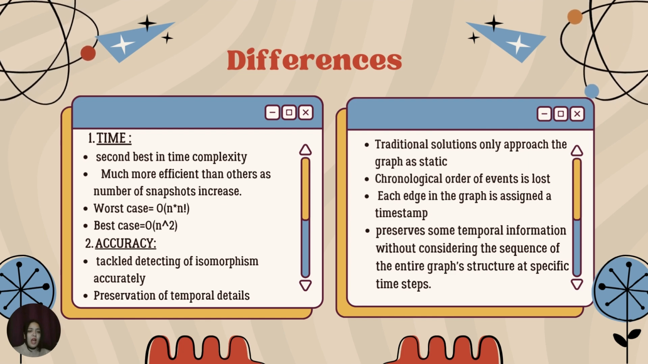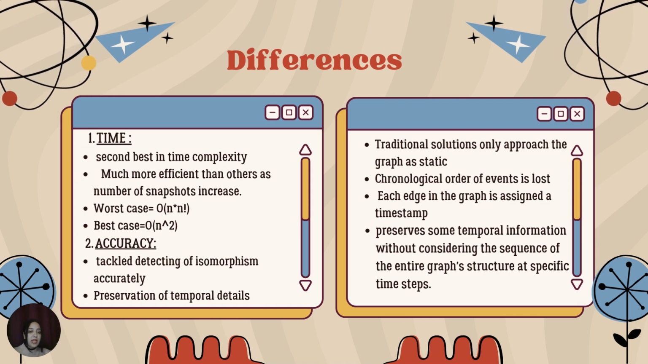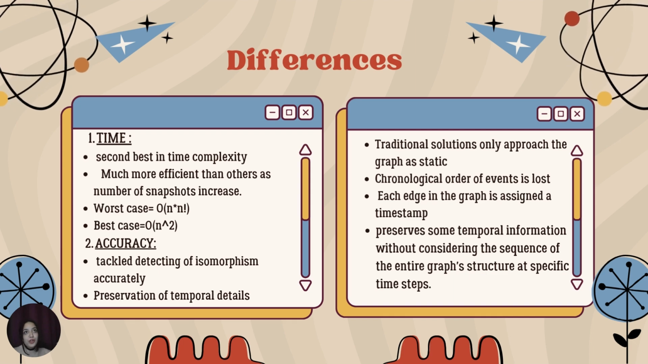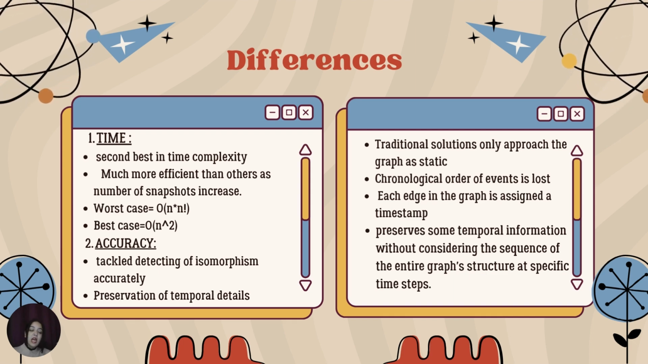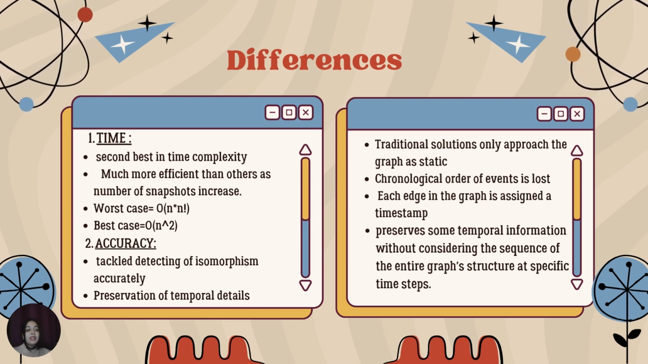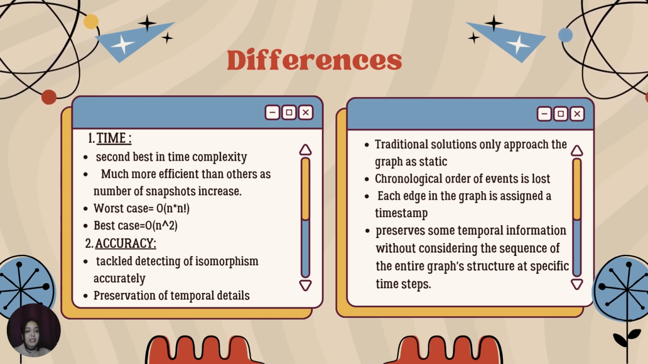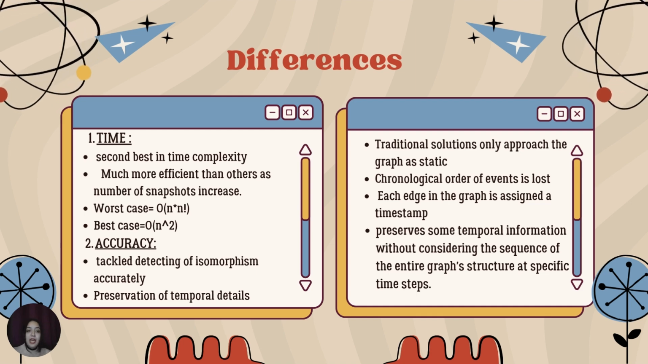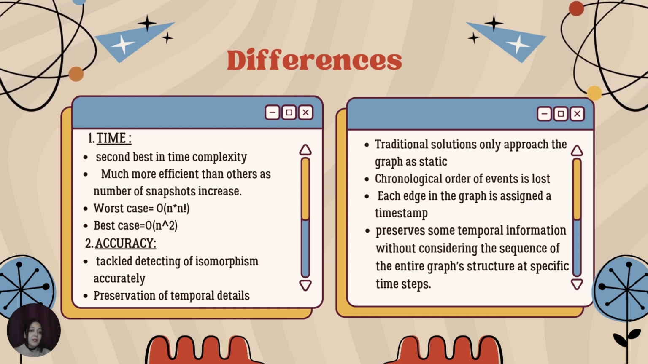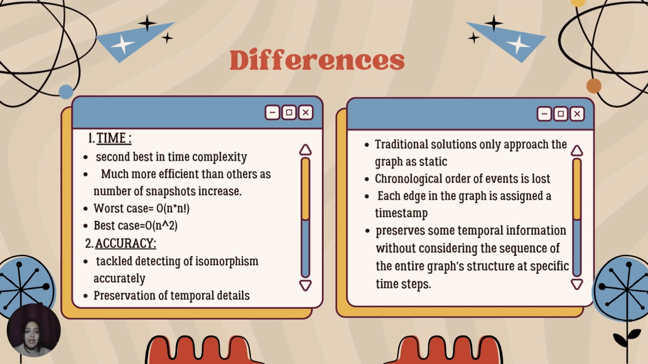So how to understand why this is better than the previous existing solutions? The traditional solutions will only approach static graphs particularly, and that is why the chronological order of events is going to be lost in this case. When we talk about the aggregated methods that have been used, they take much like the average of the entire graphs, and so you can't have them as accurate as the Oberoi solution. So basically, this is better in terms of time complexity. This is second best in the complexity, and its accuracy is also pretty high when it comes to detecting isomorphism.